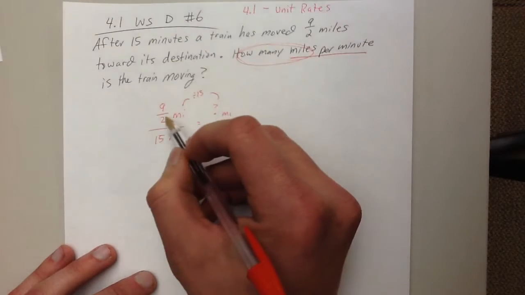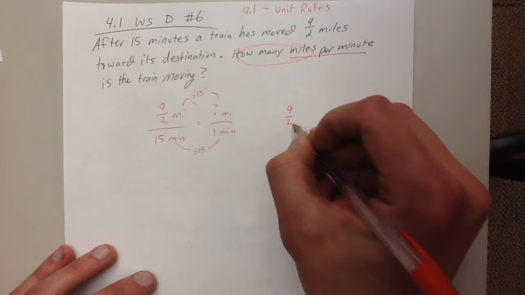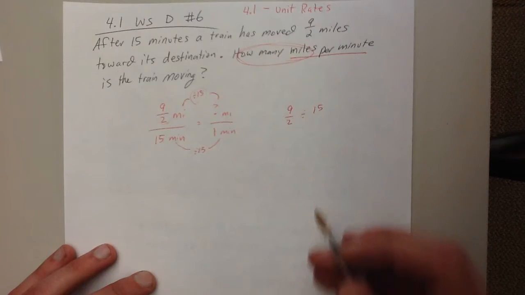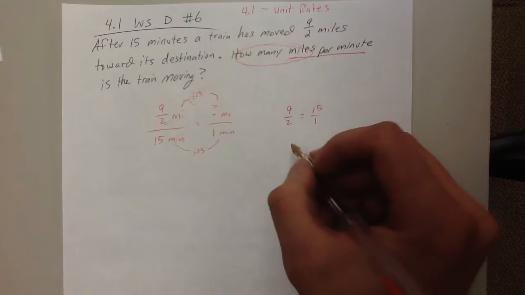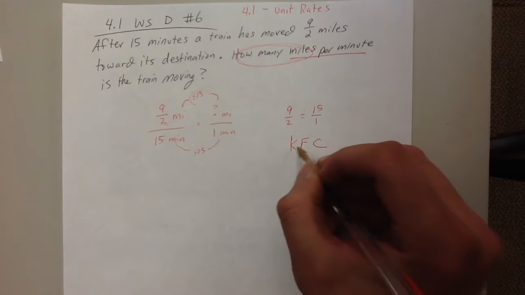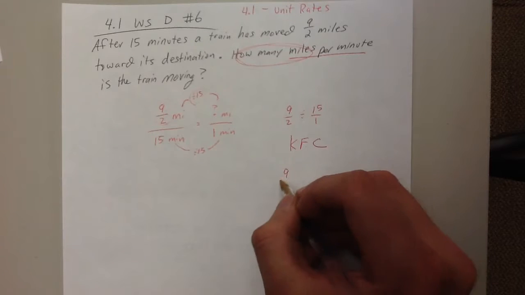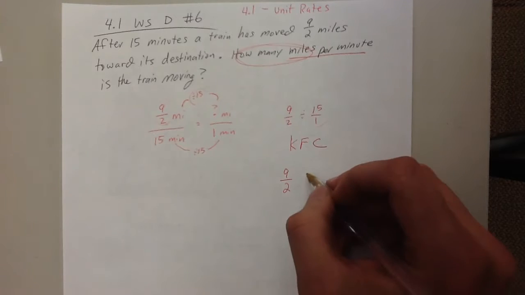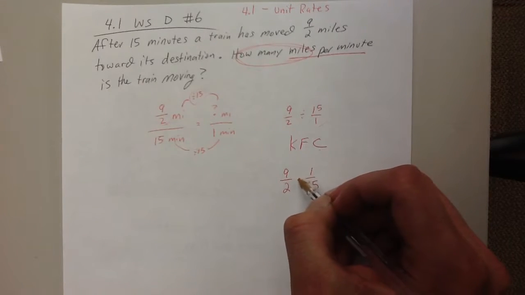Okay, so I need to divide 9½ by 15. I can write 15 as a fraction as 15 over 1. Here I'm dividing fractions, so I need to use KFC, keep, flip, and change. I keep the first fraction as 9 over 2. I change the second one. I do the reciprocal of 15, which is 1 over 15. And then I change to multiplication.